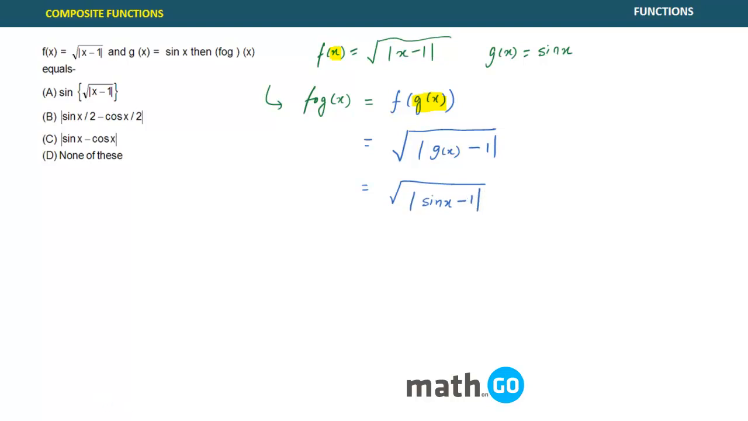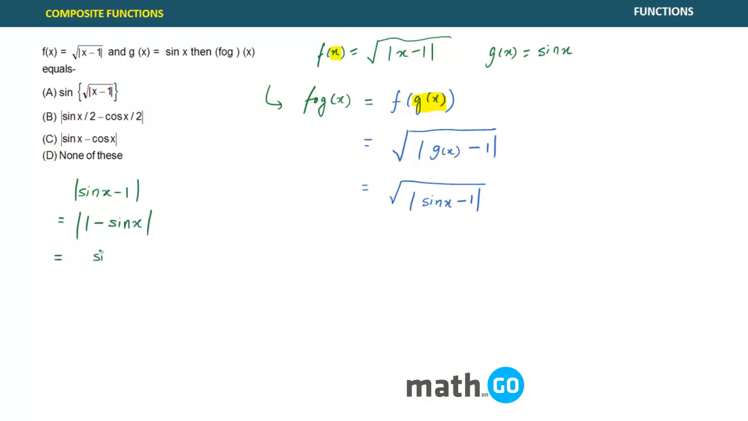But if you closely observe, none of the answer options actually satisfies your particular answer. Why? Because we have to simplify this further. What is mod of sin x minus 1? Again, a very important concept which you should remember as a formula. The modulus value will not change even if you take a minus inside. What is 1 minus sin x?